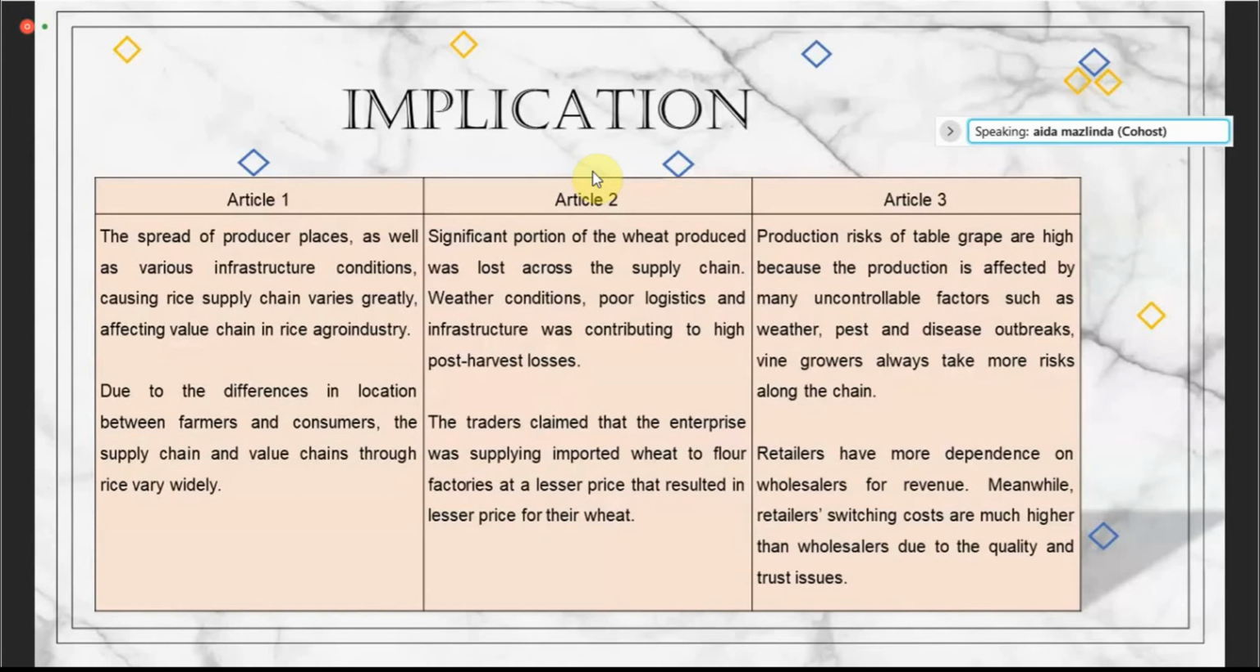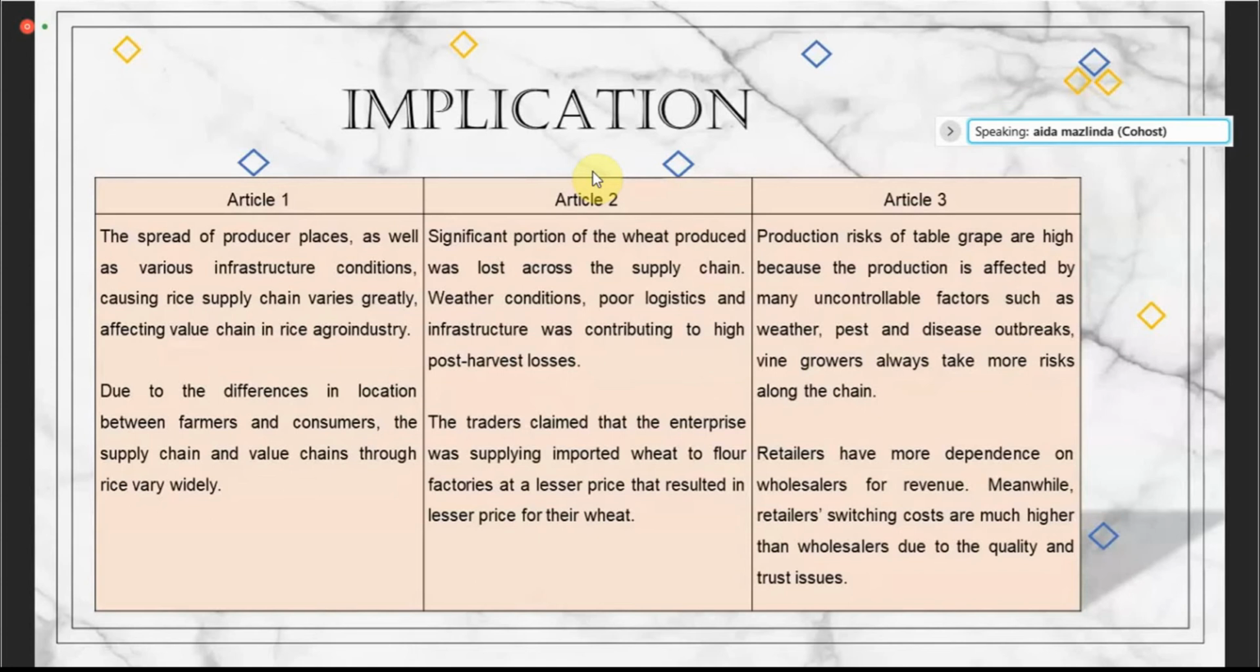For Article 2, a significant portion of the wheat produced was lost across the supply chain. Weather conditions, poor logistics and infrastructure were contributing to high post-harvest losses. The traders claimed that the enterprise was supplying imported wheat to flour factories at a lesser price, which resulted in a lesser price for their wheat.